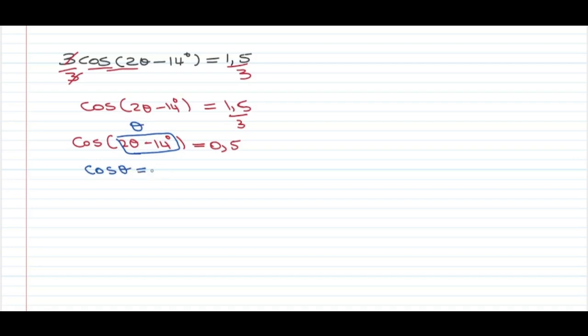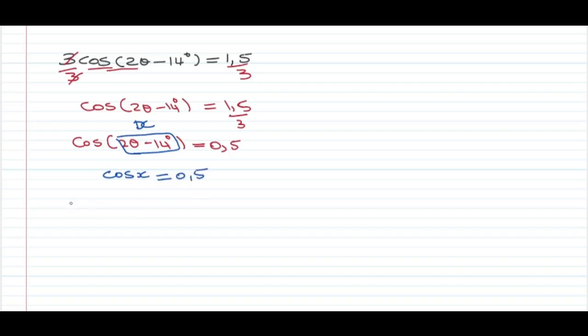Or you can just let that be theta and say this is the cos of theta. Okay, let's not say theta, because if we say theta, someone might be confused. Let's let whatever is inside the brackets be x, and say the cos of x is equal to 0.5. So now the aim is to solve for what? For x.